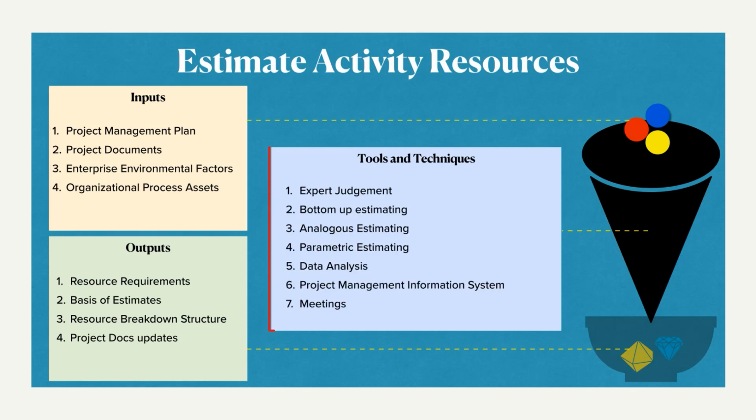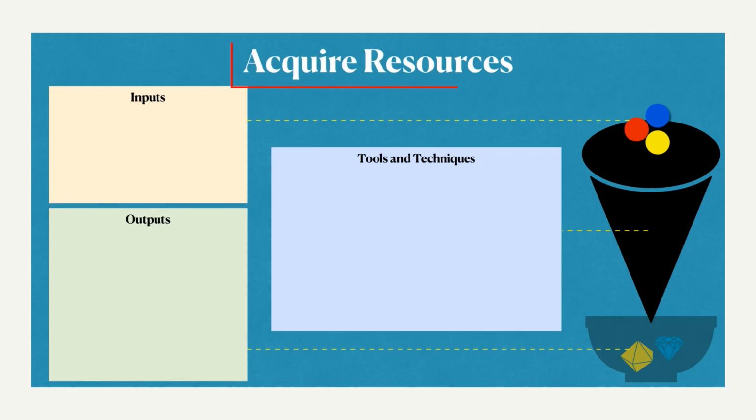Let's quickly go through the tools. We have expert judgment, bottom up estimating. I think we have learned also about this before. Analogous estimating, nothing but using the previous experience. Parametric estimating, I think we have learned all these things in the cost estimate activities, right? You do remember parametric? It's nothing but use of statistics to the analogous estimating. Multiple data analysis tools can be used, and then of course the PMIS and the meetings are very important tools for this activity.